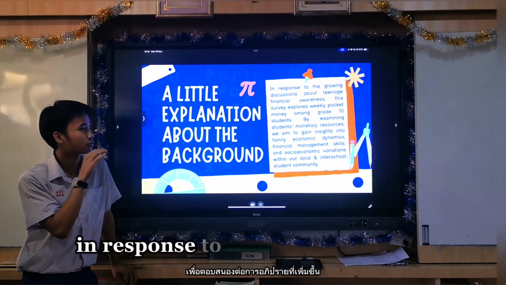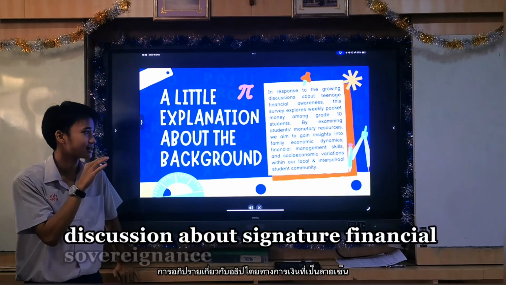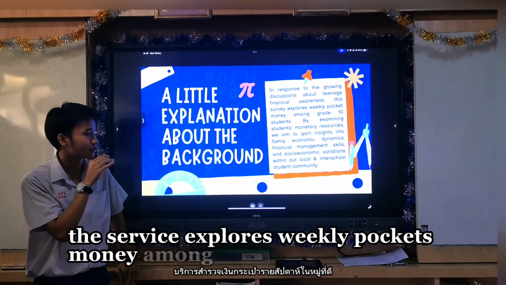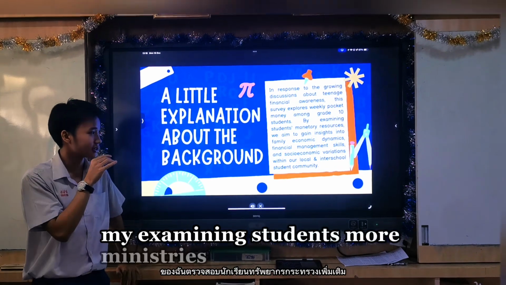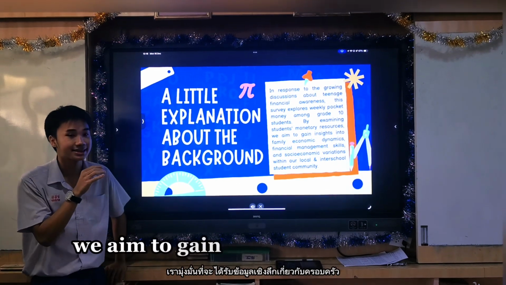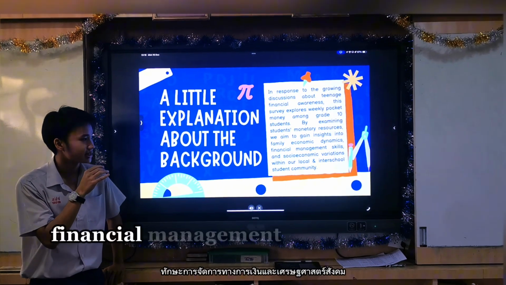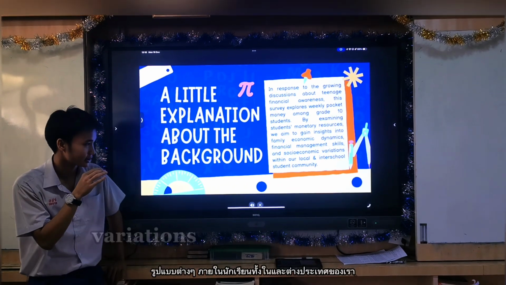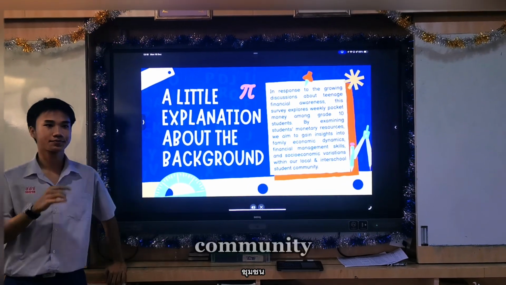In response to the growing discussion about teenager financial awareness, the survey explores weekly pocket money among grade 10 students. By examining students' monetary resources, we aim to gain insights into families' economic dynamics, financial management skills, and socio-economic variations within our local and international students' community.